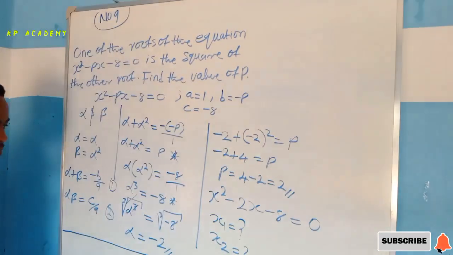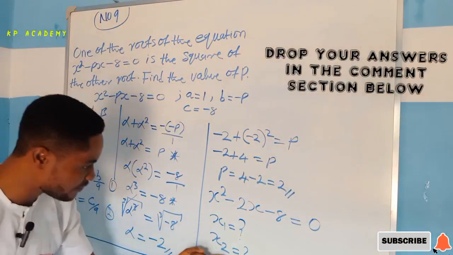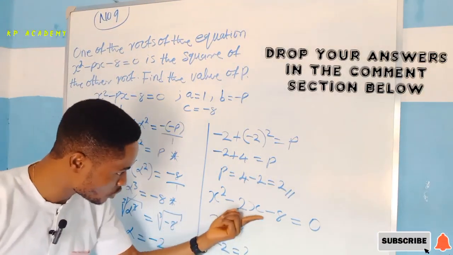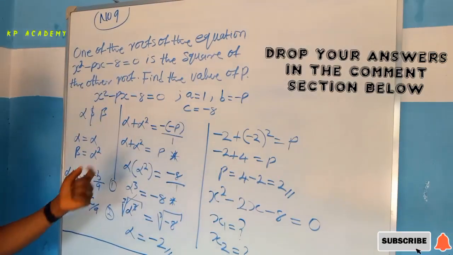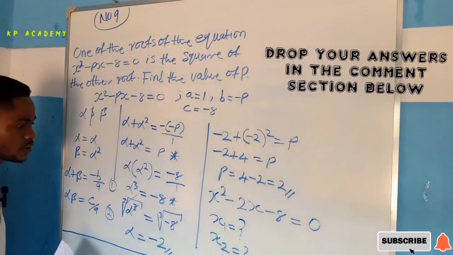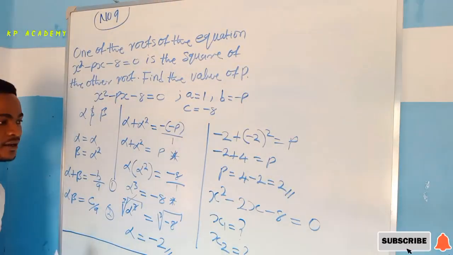I'll be checking your comments in the comment section to know the values. This is the actual equation whose one of the roots should be the square of the other. So solve and know whether or not it's true.